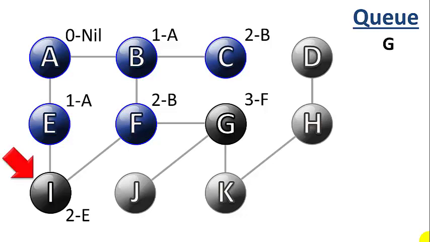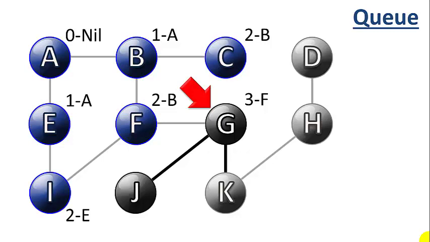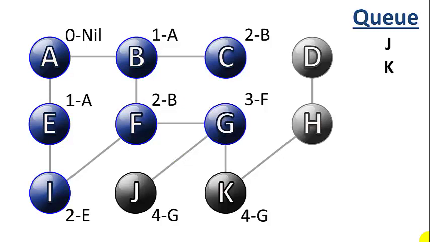We pop the next item off the queue, which is I. We go to I. There's nothing to do there, so we can just simply paint I blue, and we're done with I. We pop our next item off the queue, which is G. We visit vertex G. We look at G's outgoing edges to gray vertices. We have J and K, so we'll take them in alphabetical order. We paint J black. We update J's distance to the source to 4 and its predecessor to G. We add J to the Q, and we do the same with K. Now we can paint G as blue because it's done.